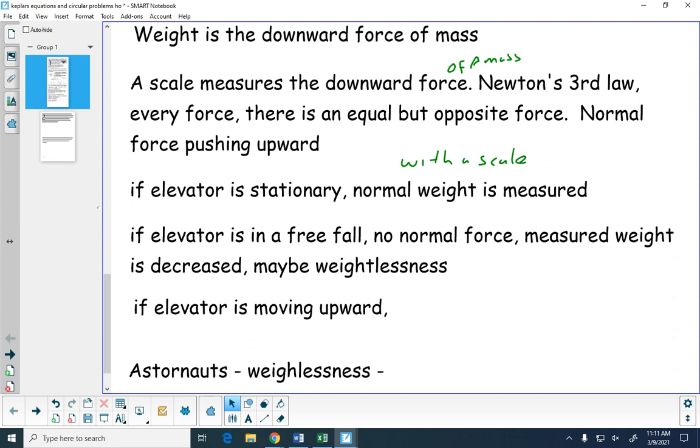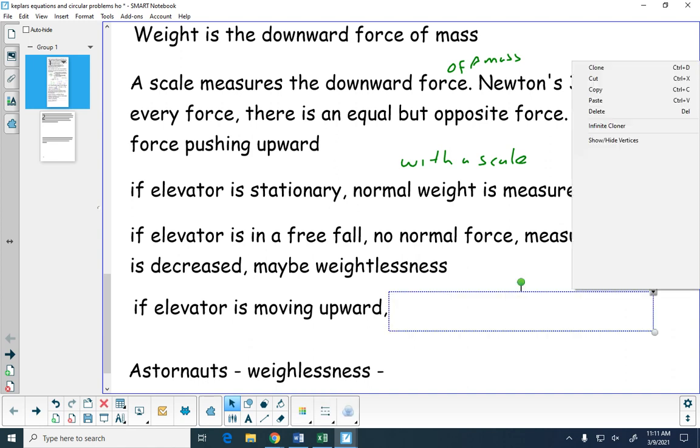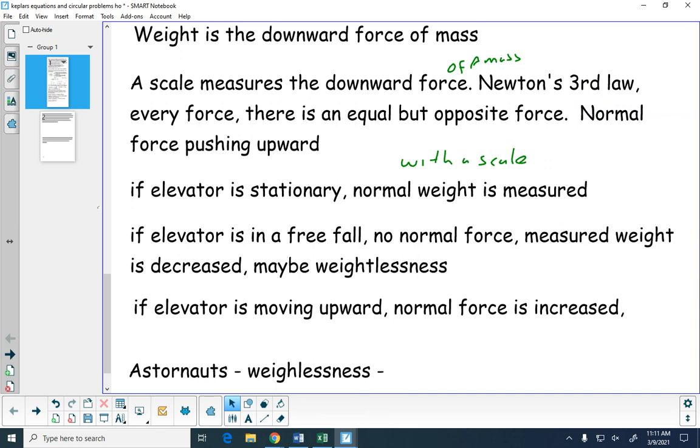Well, what if the elevator is moving upwards? Now you have a force that's pushing up. What's going to happen to your weight? Yeah, you gain a few pounds. You gain a few pounds by just standing in an elevator that's going upwards. Put some lbs on.